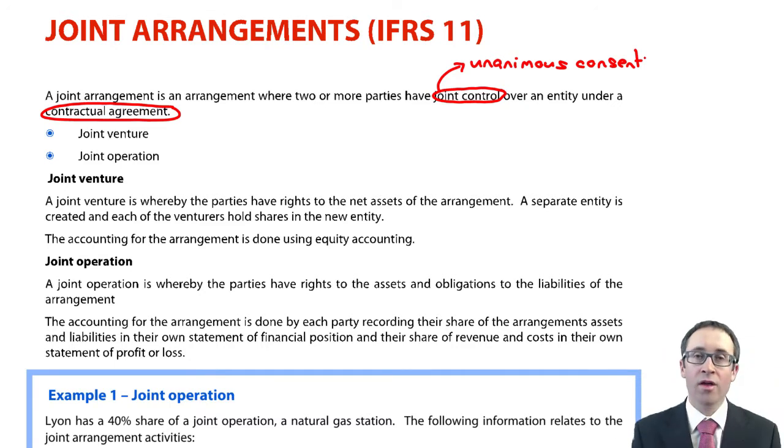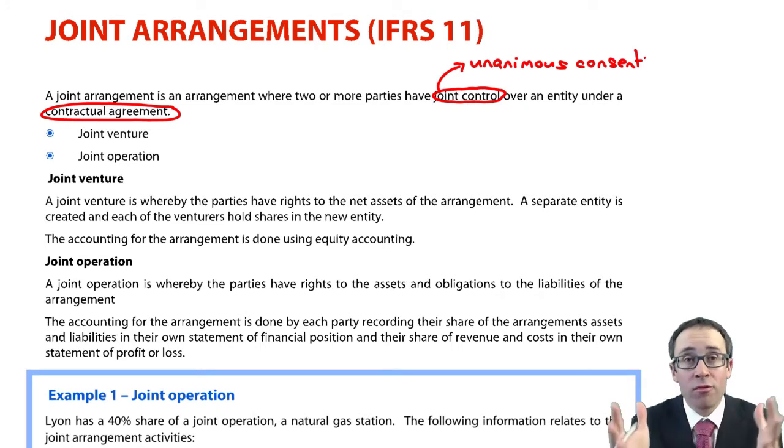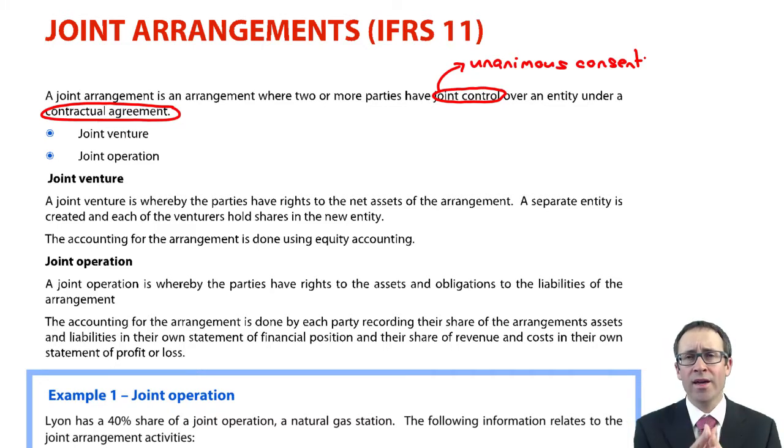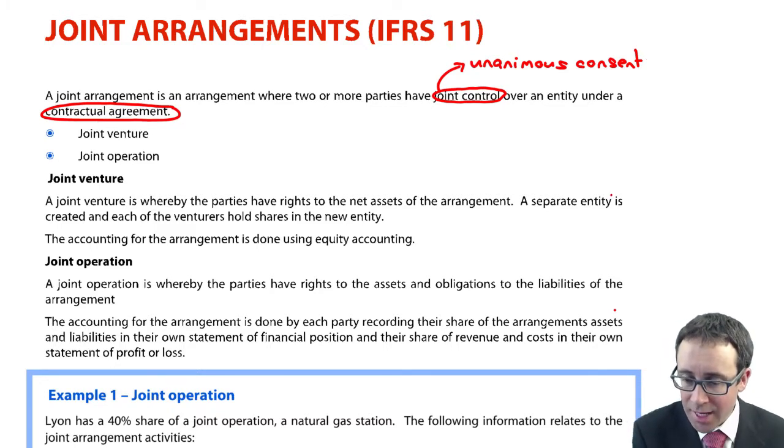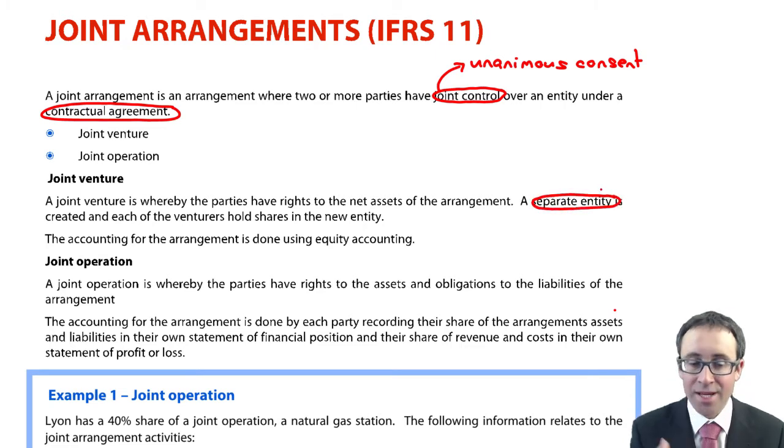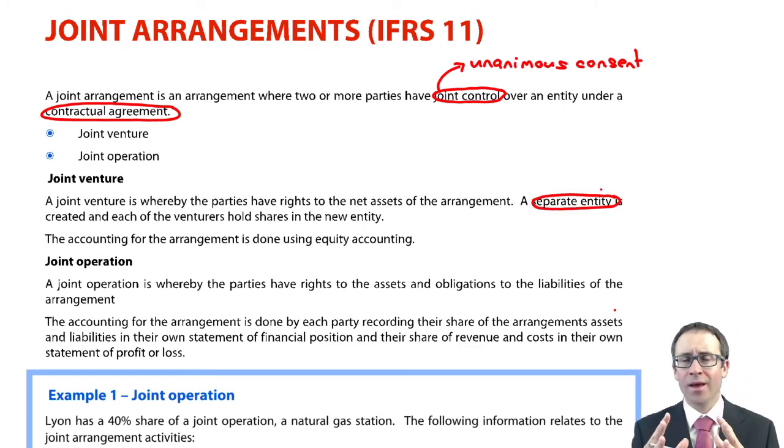First of all, we'll talk about a joint venture. The key bit about a joint venture as part of a joint arrangement is, again, you have two or more parties, so it could be three, each of which owns, say, 33 1/3%. What they do is set up a new separate entity, and that new separate entity legally exists as a separate company. Each one of the venturers has an ownership interest within that other business.